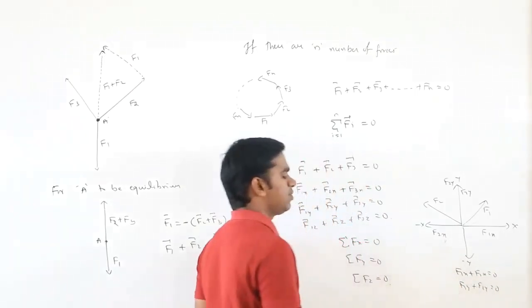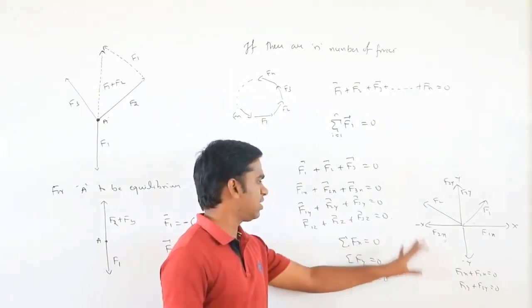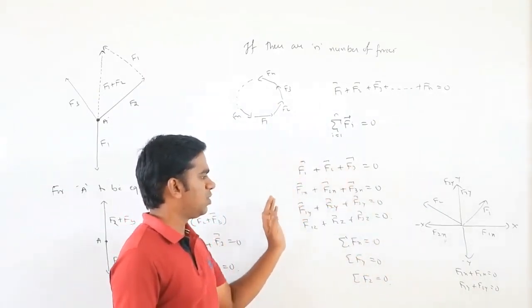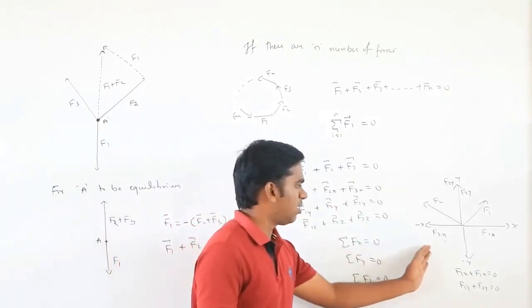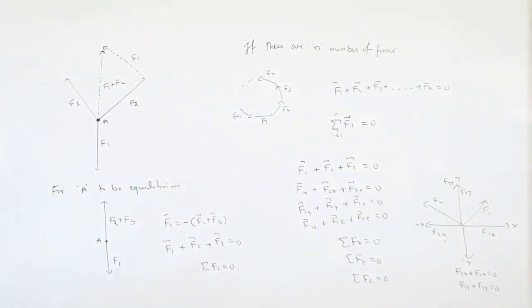Then only what we can say? You can say a body is in equilibrium. Okay, so this is the alternative. But in general, you can say the sum of forces should be 0. When there are many forces, then we have to go with the components. That we'll see when we solve the problems. You can understand that one in the next example.